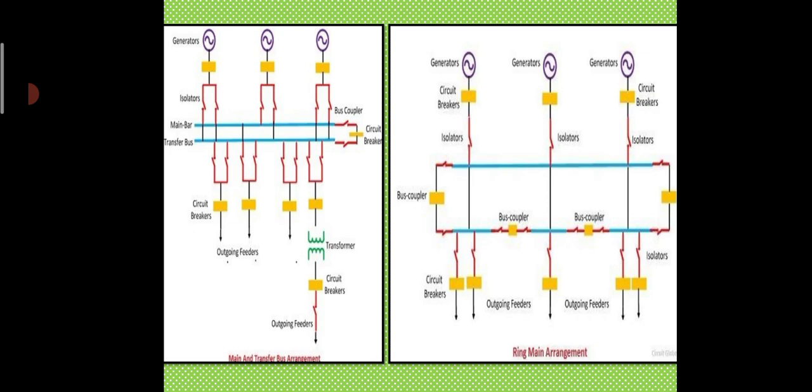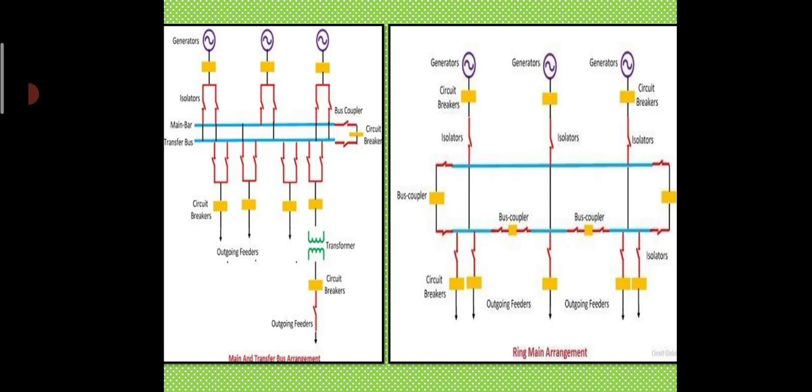Ease of expansion. Disadvantages: it requires one extra breaker for the bus tie. Switching is somewhat complicated while maintaining a breaker. Failure of the bus or any circuit breaker results in shutdown of the entire substation.